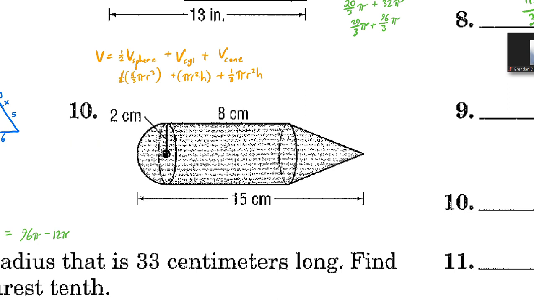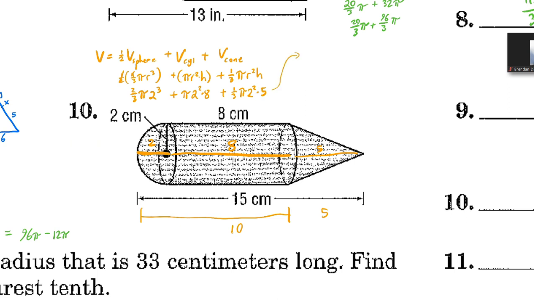So 1/2 and 4 cancels out, so we get 2/3 pi, and then the radius is 2, so 2 to the 3rd, plus, for the cylinder, the radius is still 2, so pi 2 squared times the height of the cylinder, which is 8, plus the cone, same radius, so 1/3 pi 2 squared, and the height of that we don't know yet. But we know the height of the hemisphere is 2, and the height of the cylinder is 8, so that's a total of 10 taken up so far, so that leaves 5 left over. So the height of this piece is 5, so we put in a 5 there.